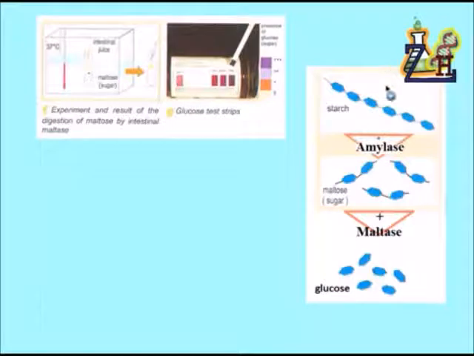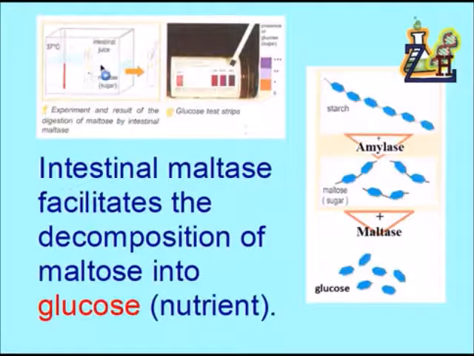It's done step by step. Starch cannot be directly changed into glucose. It first has to be transformed to maltose by amylase. Then maltose will be changed into glucose by maltase. So we can say that intestinal maltase helps the decomposition of maltose into glucose, which is now what? The nutrient. Just to remember, starch is a polysaccharide, meaning a molecule of many sugars. Maltose is a disaccharide because, as we see here, it contains two sugar molecules, and glucose is a monosaccharide, meaning each one of these is one molecule of sugar.